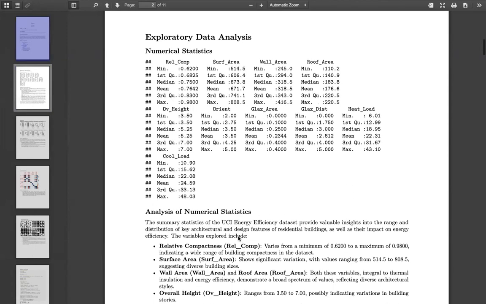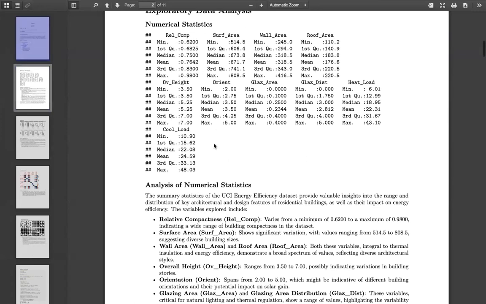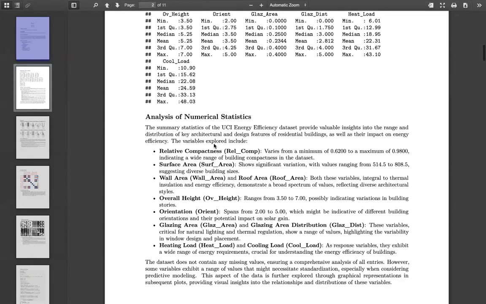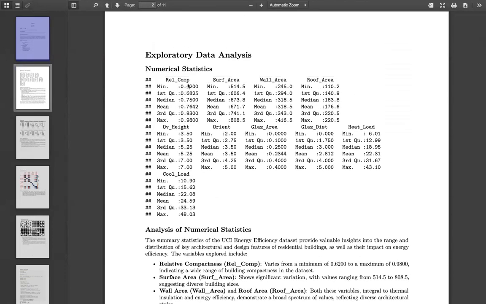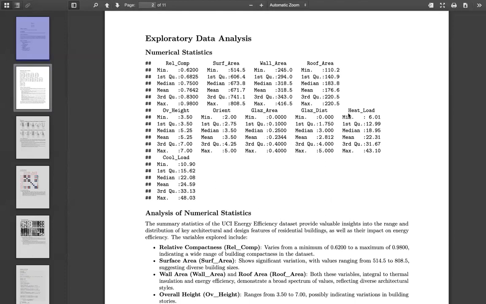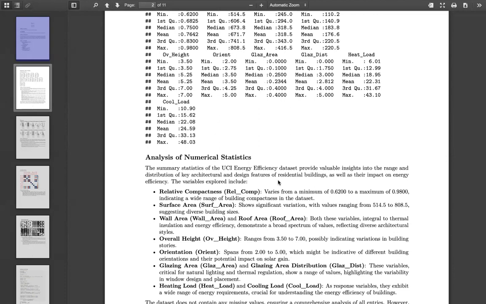So here is the first part of my EDA. It is my numerical statistics. It didn't really tell me a whole lot just looking at it. I relied more on the visualizations for my EDA, but you can see a couple of things. There is significant variance in the scale of these different numerical variables. Like you can see surface area, wall area, how different they are from relative compactness. This was an issue because I tried to standardize these numerical variables.